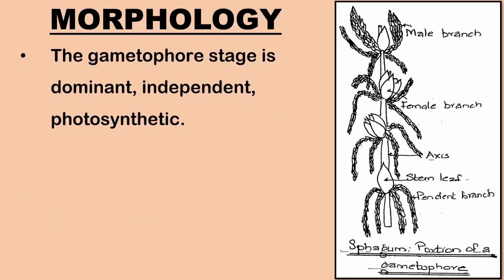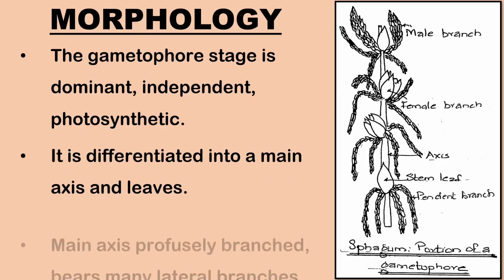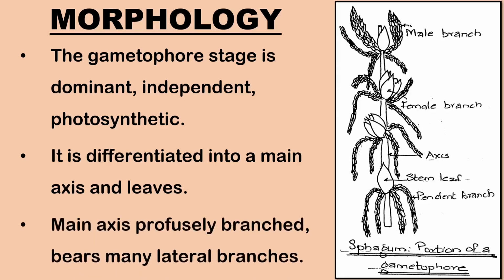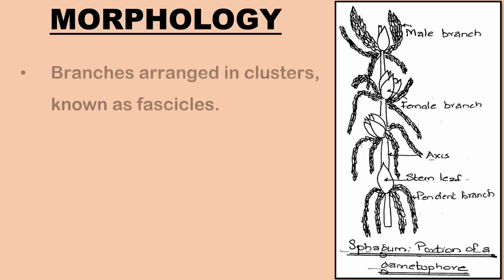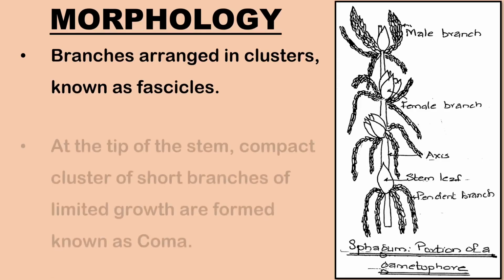The gametophore is the dominant, independent photosynthetic stage in the life cycle of Sphagnum. It is differentiated into a main axis and leaves. The main axis is profusely branched and bears numerous lateral branches at regular intervals. These branches are arranged in clusters and are known as fascicles.